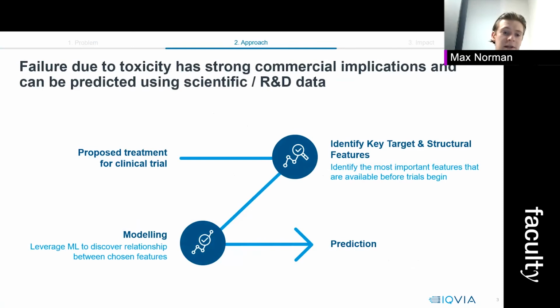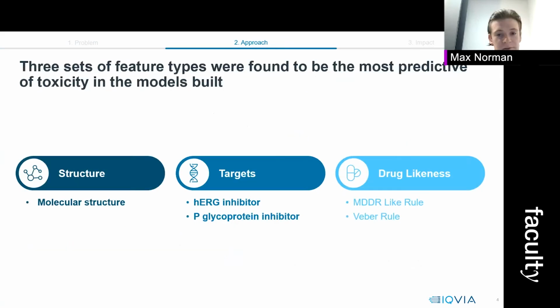With IQVIA, I took a proposed treatment for clinical trial, identified the key target and structural features before beginning the clinical trial, and used those features to develop a predictive model to make my predictions. After some experimentation, these key features were found to be the molecular structure, which I'll touch upon in a minute, and targets, specifically the hERG protein, which is an important and fundamental protein in the normal functioning of the heart. You can imagine that a drug which acts as an inhibitor to this protein, effectively stopping its normal functioning, can cause serious cardiac concerns.